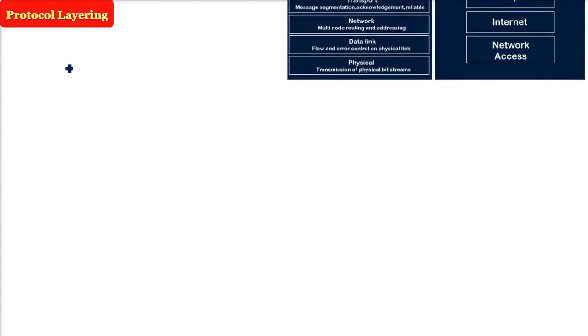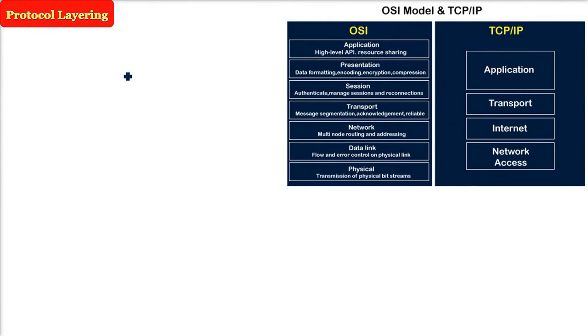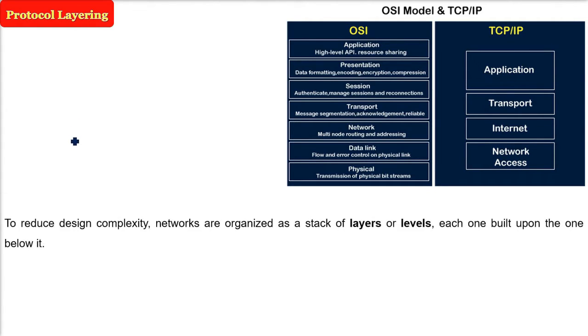Protocol layering. This is the best idea to devise a technique to define a network using layers and protocols. The network is quite complex, or the design can be very complex. The best way to reduce this complexity is to divide or define the network in a properly arranged and organized manner. For example, we can define a stack of layers, or levels, each one over another.